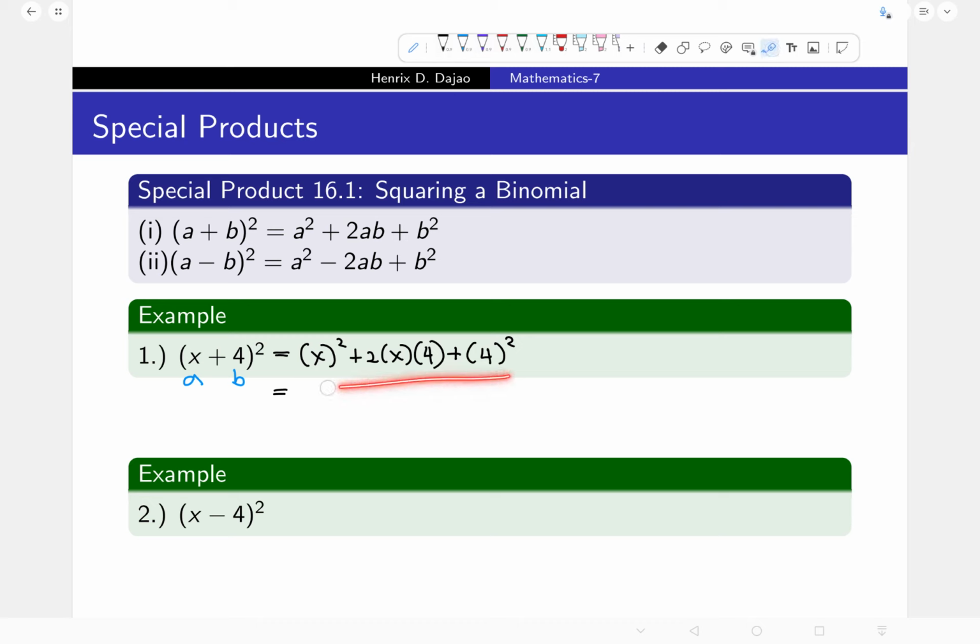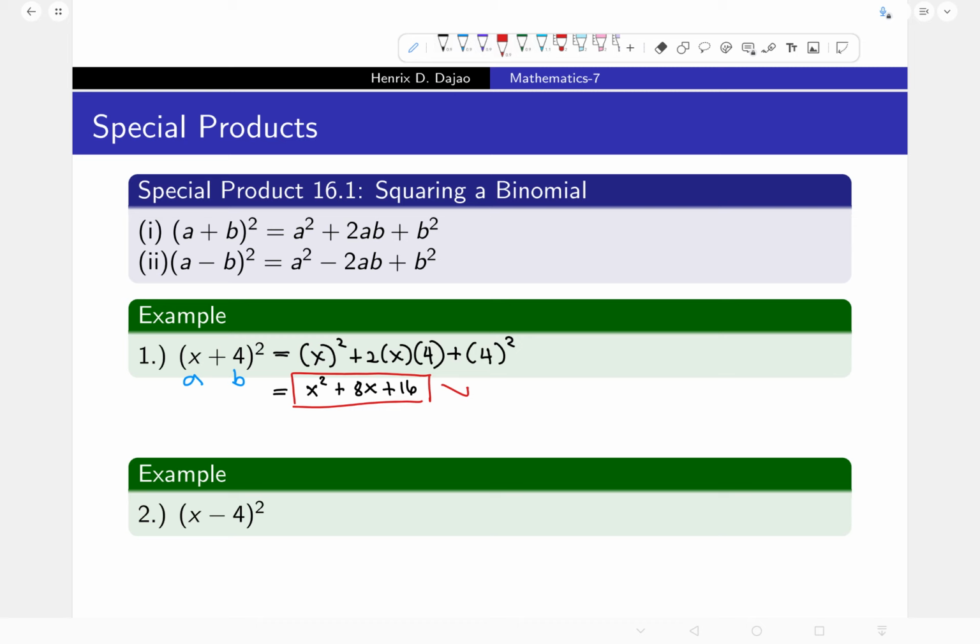So this one is basically this one. Just simply multiply and simplify. So that's x squared plus 8x plus 16. Since it can no longer be simplified, that will be our final answer. This is the product when we multiply the quantity x plus 4 by itself two times. So this is our answer.